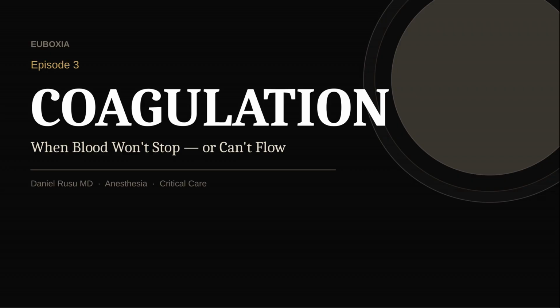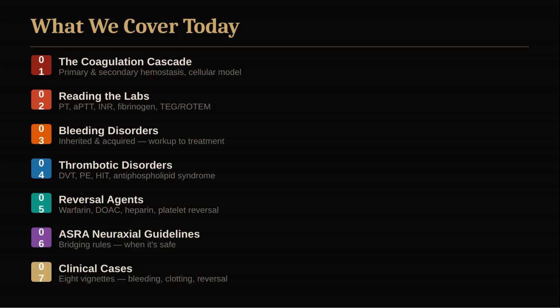Let's begin. Here is our roadmap, 7 sections. We start with the physiology, the cascade, and the cellular model. Then we read the labs. Then we go disorder by disorder: bleeding, then thrombosis, then reversal agents, which you will use in the ICU every week, then the ASRA guidelines for neuraxial anesthesia in anticoagulated patients, which every anesthesiologist must know, and we close with 8 clinical vignettes.